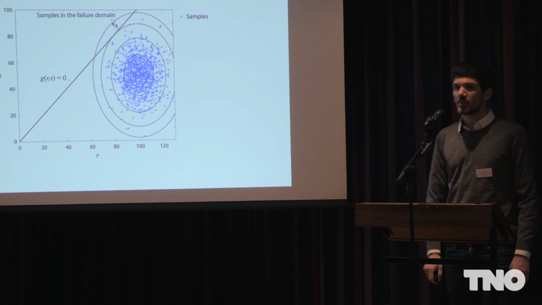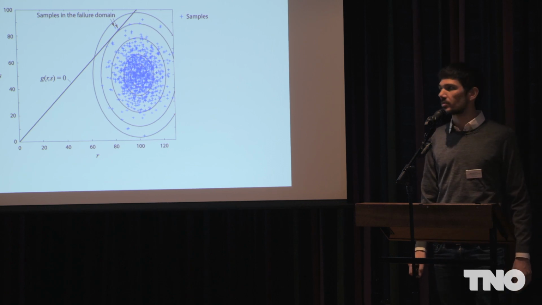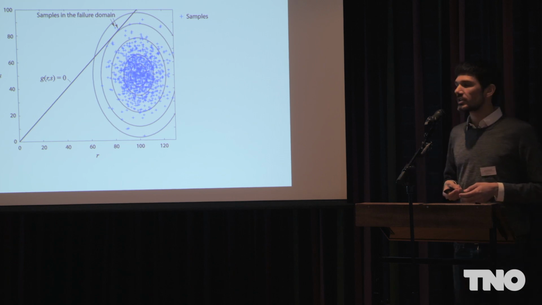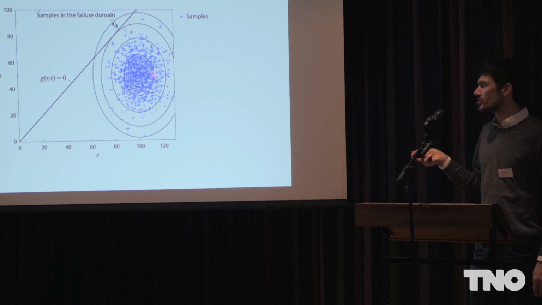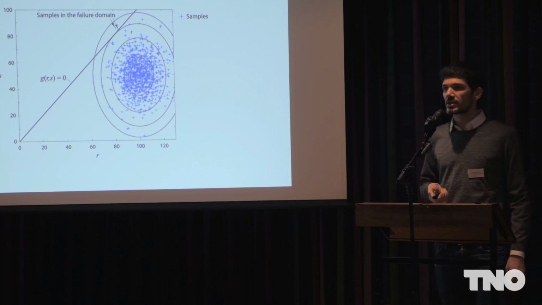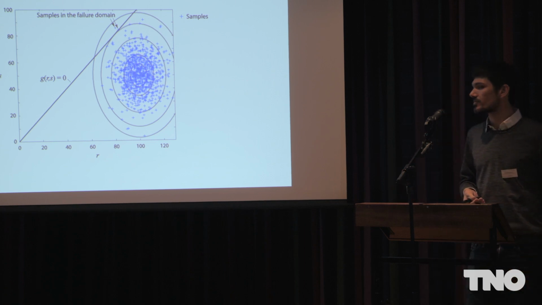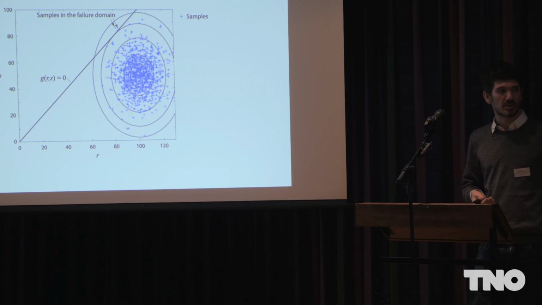When we try to apply Monte Carlo simulation to evaluate the probability of failure, the method is very, very simple. What you need to do is sample the distribution of the random variables, count the samples that fall in the failure domain, and just divide by the total number of samples. And then you get an estimate of the failure probability.